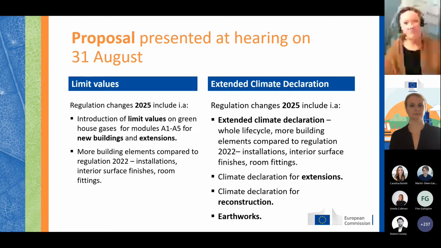So a proposal was presented at a hearing in August. We proposed that limit values can be introduced in 25 for modules A1 to A5 for new buildings and extensions, but also include these small building elements, as I mentioned. We also had a proposal to introduce an extended climate declaration with the full life cycle and more building elements, and also for extensions, reconstruction and earthworks. So this was presented at this public hearing, and we are now working on whether we should continue with this to introduce this legislation, or maybe we should divide it into a different time schedule. Next slide, please.